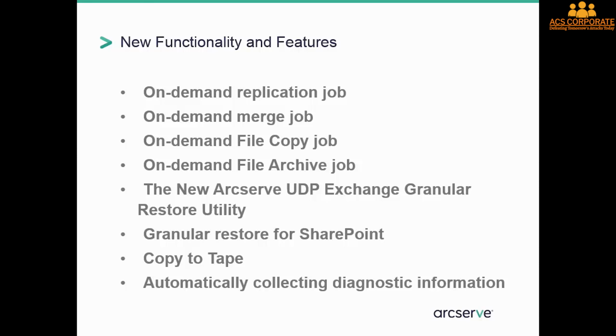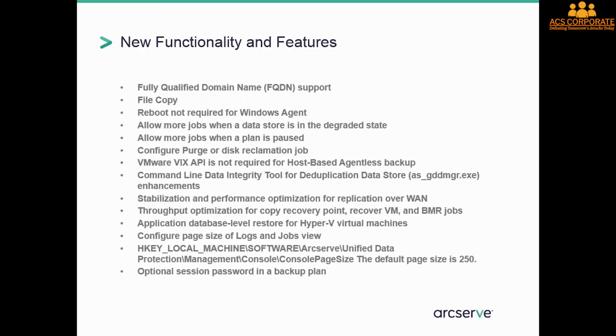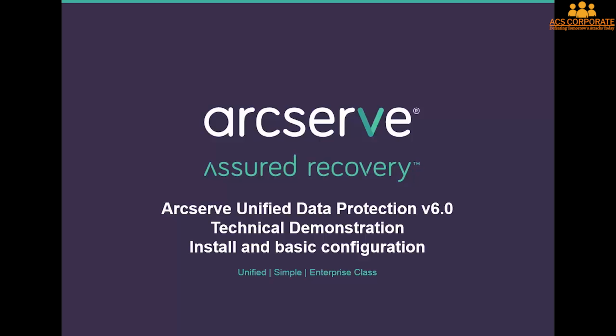There are many more new functionalities added to ArcServe UDP, including on-demand replication, on-demand merge, on-demand file copy, on-demand file archiving, the new ArcServe UDP Exchange granular restore utility, granular restore for SharePoint, copy to tape, and automatically collecting diagnostic information. Then we have all the feature enhancements, from fully qualified domain name support, not requiring a reboot for Windows agents, to optional session passwords and backup plans. In this video, we'll be covering the install and basic configuration of UDP.